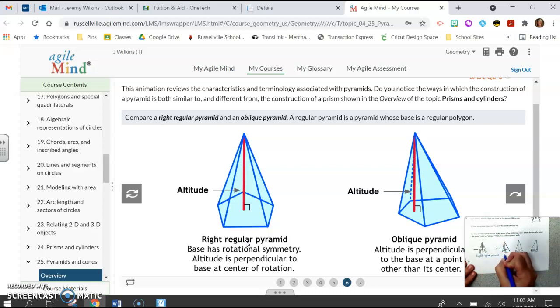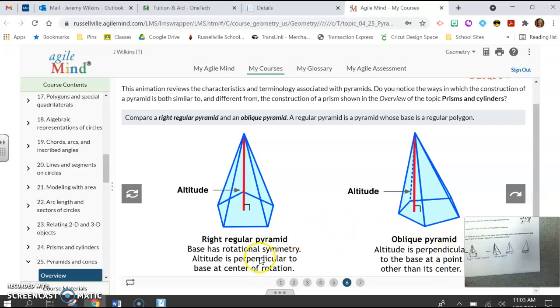And then this is an oblique pyramid. The difference is the altitude is still perpendicular, but it does not connect the center. The center of that polygon is not what is connected to the vertex like it is here. Okay, so if you'll write down, I'm going to pause this for a second.